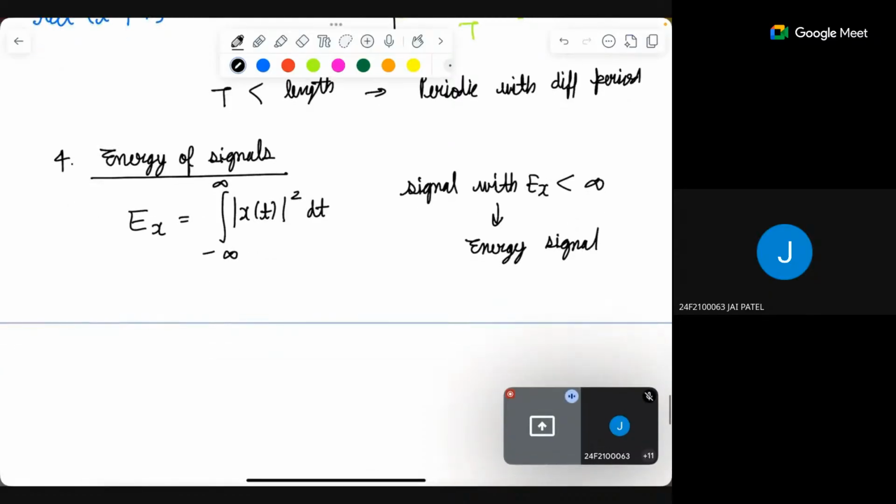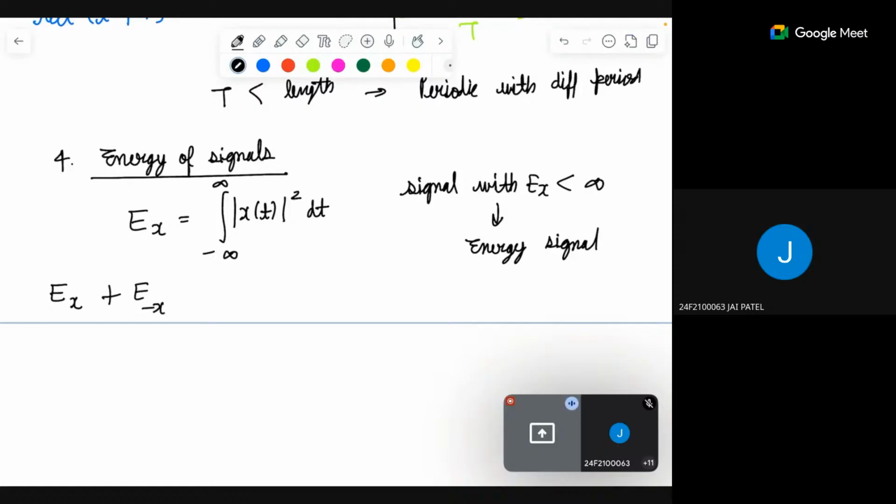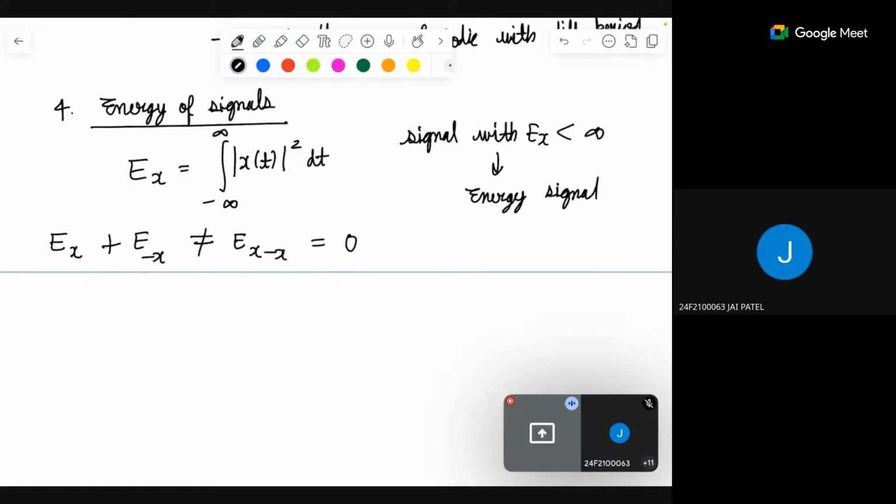Now suppose I have a signal X with energy Ex and another signal which is minus X. If we compute the energy of X and the energy of minus X, their sum will not be equal to the energy of X minus X. If we do X minus X, we will get 0. When we compute the energy of 0, it will come out to be 0. So this is not true.